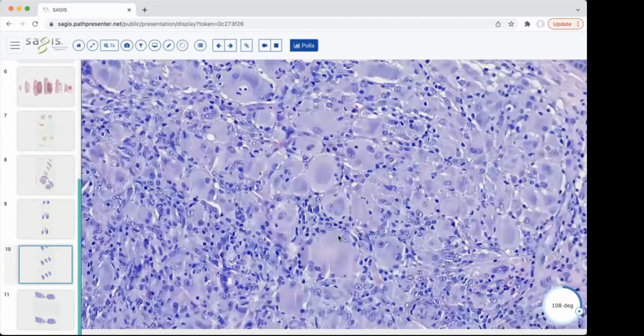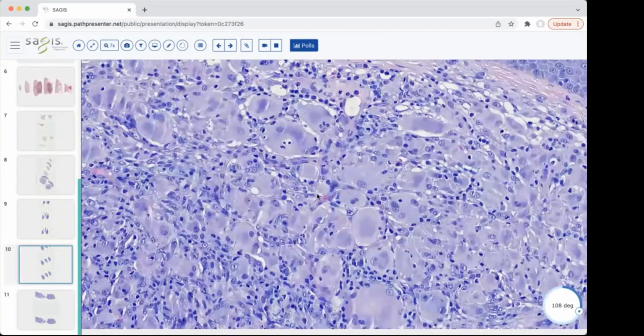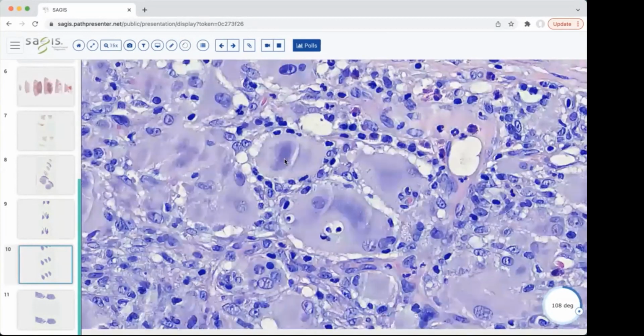As we come in here on higher power, I think the big thing to note is that there's a little bit of this two-shade or two-toned component to the cytoplasm. So a little bit more deeper purple or blue here, and then on the outer rim, in this cell, it's a little paler. This one does a good job of highlighting that. And this one here too.